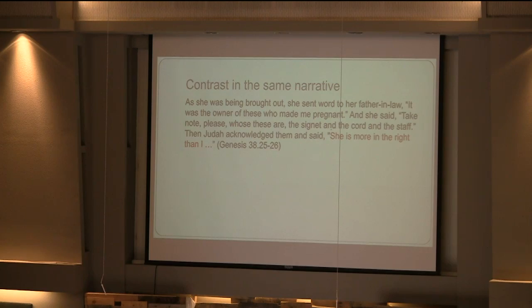So here you got an explicit contrast given by one of the characters saying, "She is more righteous than I am." And that contrast between one character and another gives us an insight into what kind of characters we are dealing with. How should we judge Tamar? We get an explicit contrast in this narrative with Judah, which indicates how we should do so, so that we're not just guessing.